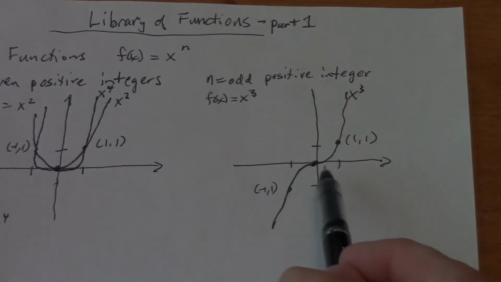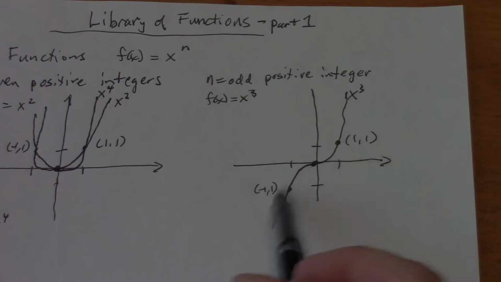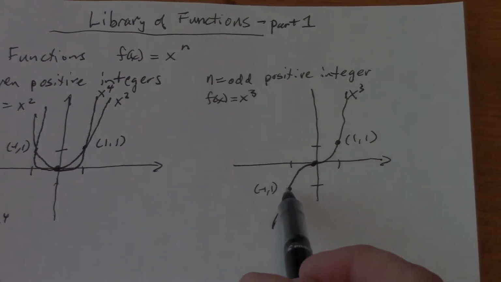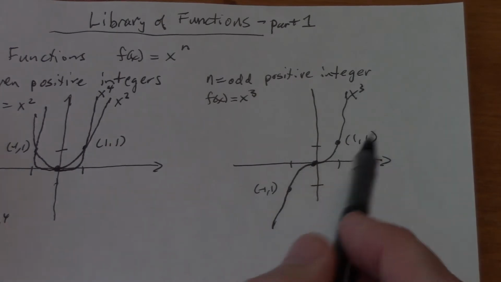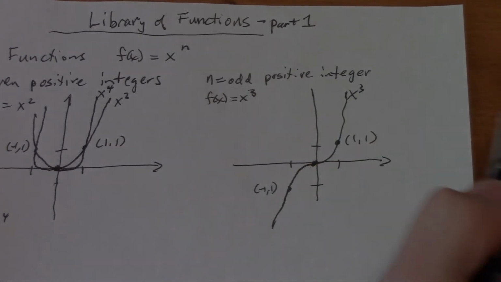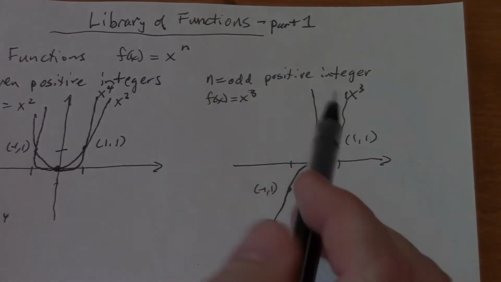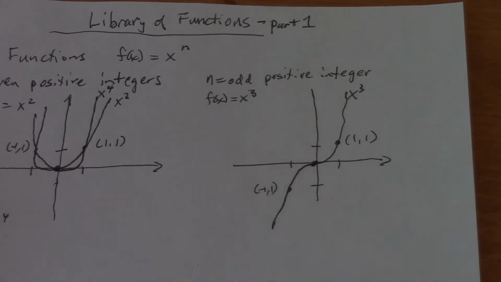Once again, if we drew x to the 5th, it would be smaller between 0 and 1, larger technically, but in absolute value not, between 0 and negative 1. And then it would be larger than x cubed from 1 to infinity, and smaller than x cubed from negative infinity to negative 1.